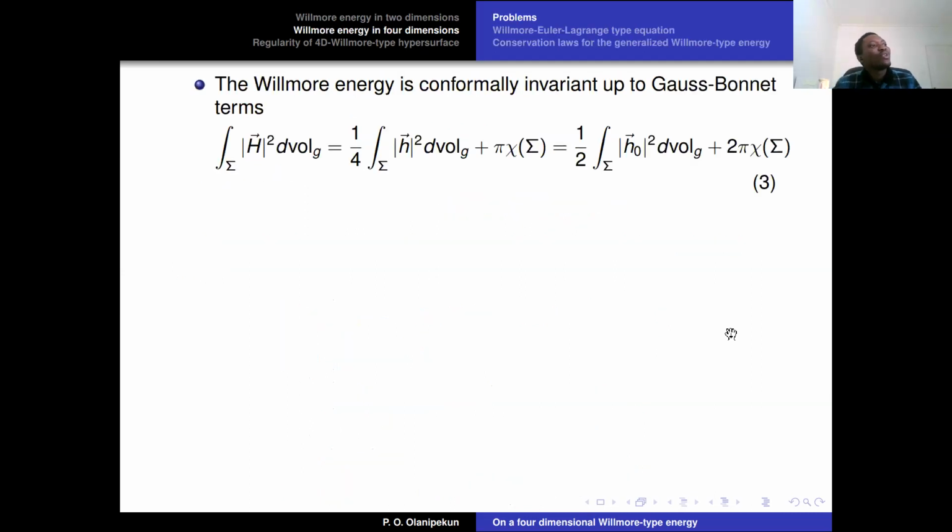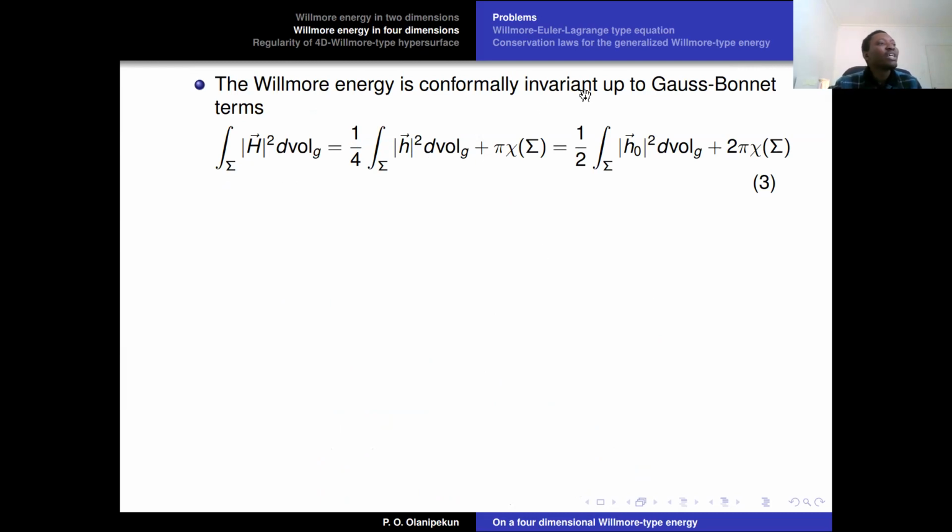So, Willmore energy in 4D. What's actually the problem? The problem will be to know what the Willmore energy looks like in 4D. But before we can correctly determine what that should be, we need to have some guiding principles. So now let's look at what it is in 2D.